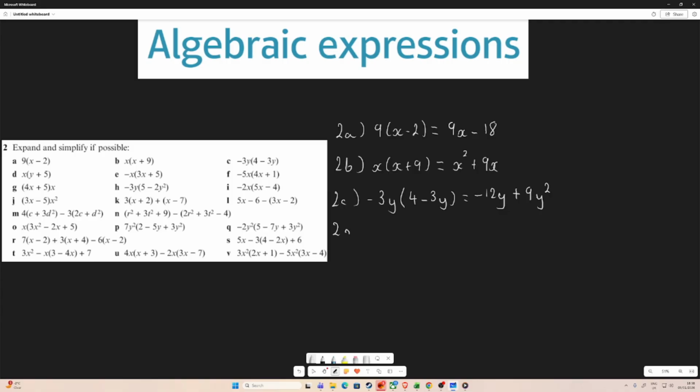Question 2d. X into y plus 5. X times y is just xy. Let's write it in alphabetical form. So that will be xy plus 5x. 2e, negative x into 3x plus 5. 3x times x is 3x squared, but it's going to be negative. Take away 5x.